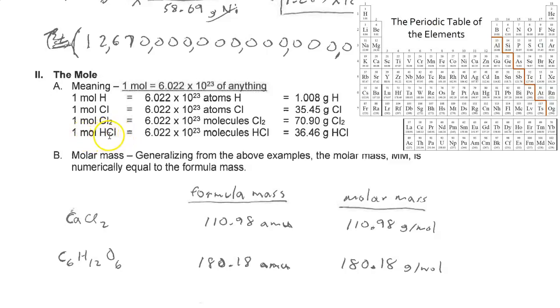Okay, but as hydrogen chloride molecules, 1 mole of HCl is equal to how many molecules of HCl? 6.022 times 10 to the 23rd. Definition of a mole. How much does it weigh? 36.46 grams. Where did I get the 36.46 from? Well, I took the mass of a hydrogen and a chlorine and I added them together and I got 36.46. I found the formula mass.